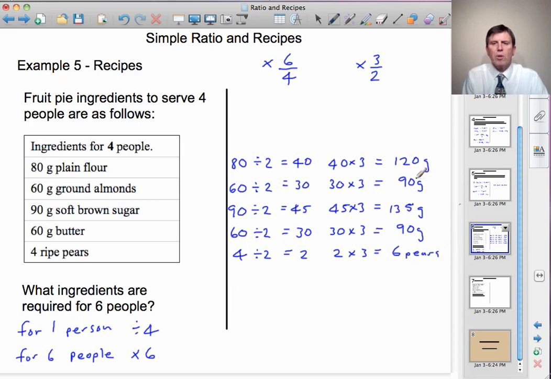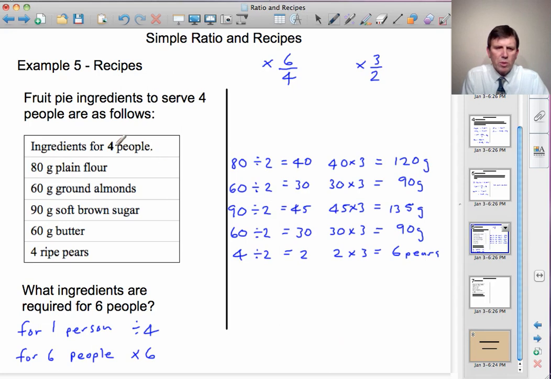So that gives us the ingredients that we want. 120 grams of plain flour, 90 grams of almonds, 135 grams of sugar, 90 grams of butter and 6 pears. How else might we have approached this question?